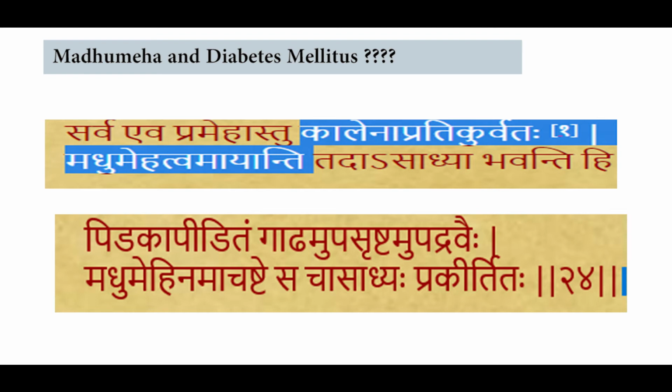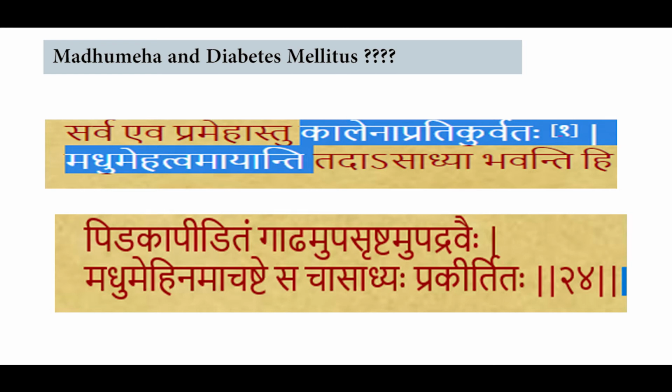And moreover, you have a very clear-cut description of the Madhumeha. Kalena Apratikruvataha Madhumeha Pramayati: it is the terminal stage, the end stage of any of the Pramehas. When they are not correctly managed, they may become a Madhumeha. Or when any of the Pramehas is present along with complications, like Pidaka Piditam Gadham Upasthastam Upadravehi, when you have the Upadravas or the so-called abscess condition, then only it has to be considered as Madhumeha. Otherwise, it's not Madhumeha. Rather, the majority of the patients whom we treat in clinical conditions are to be categorized as one of the varieties of Kapha Prameha, either Ikshvaka Meha or whatever name you give.